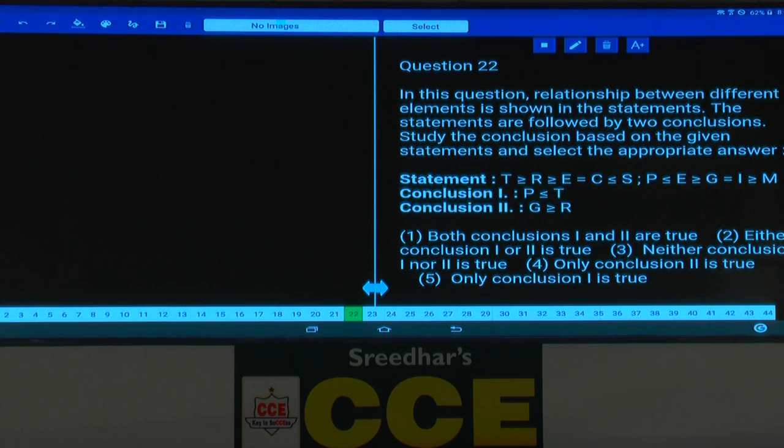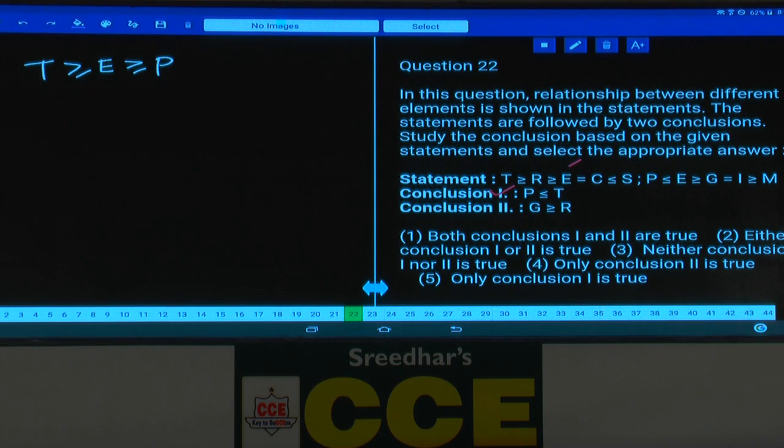Then question number 22, the relation between T and P. Which letter is common here? E is common. And so T greater than or equals to E. T greater than or equals to E. And P lesser than or equals to E means E greater than or equals to P. Now between T and P, which element is common here? T greater than or equals to P. P lesser than or equals to T, definitely true.